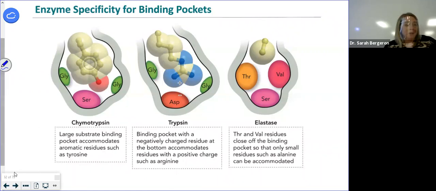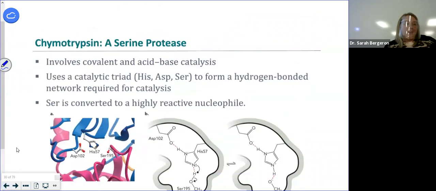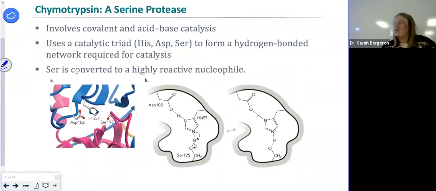Okay, so let's back up. We call chymotrypsin a serine protease because serine is the catalytic amino acid that facilitates the cleavage. You actually have three residues within a serine protease that are important: a histidine, aspartic acid, and serine. And these are going to undergo hydrogen bond formations in order to break down the protein.